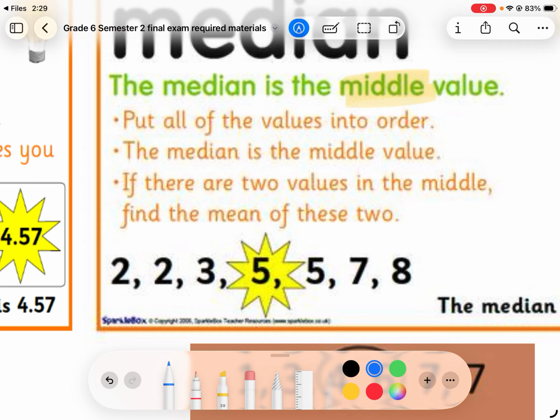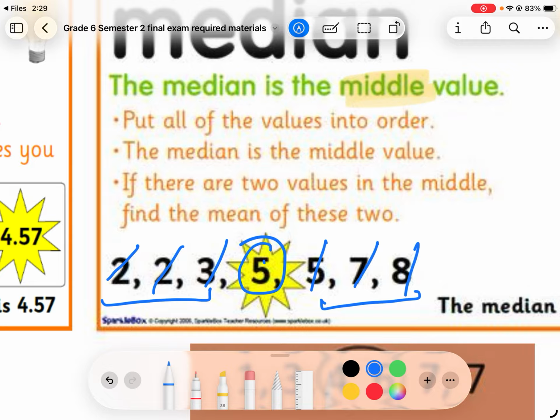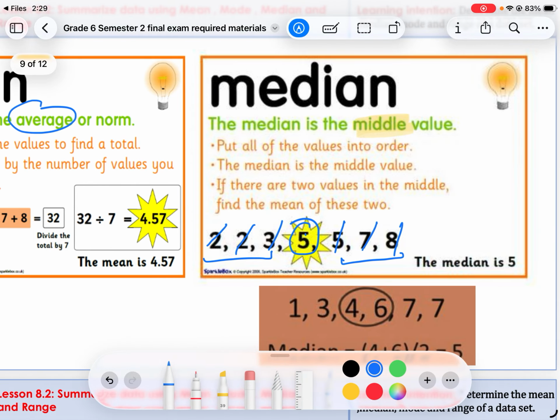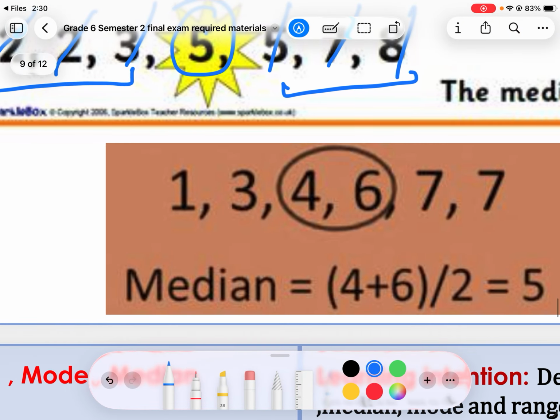You order the data from least to greatest, and then you start crossing out, one from the left, one from the right, one from the left, one from the right, and so on, until you have, here, 3 checks on the right side and 3 checks on the left side. That means my middle value will be 5. Until you have an equal number of crosses on both sides, this will be your median. Now we have another case for the median.